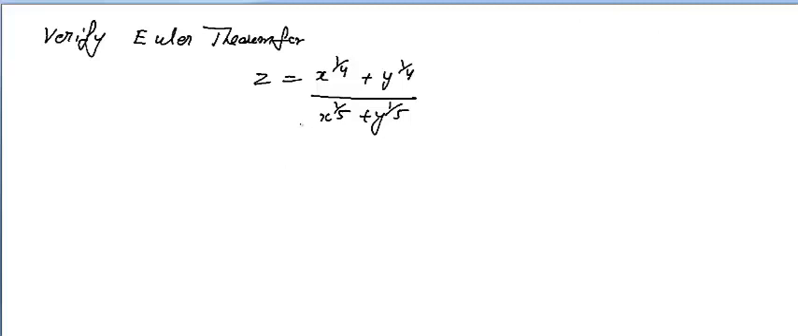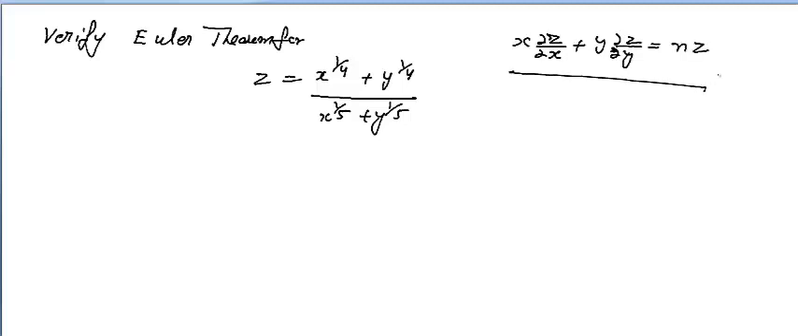The question is verify the Euler theorem. You know Euler theorem, and I am telling you again, whenever the examiner asks to verify Euler theorem, it is Euler theorem for first order, meaning x ∂z/∂x plus y ∂z/∂y is equal to nz. So you have to verify. It is not very difficult. It is simply the derivative. If you are comfortable with the derivative, then things will be okay. You need not worry about that.